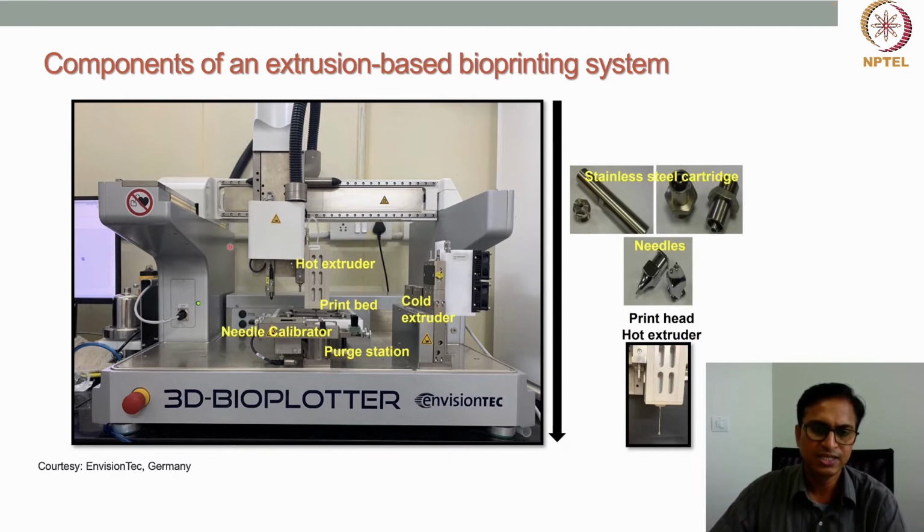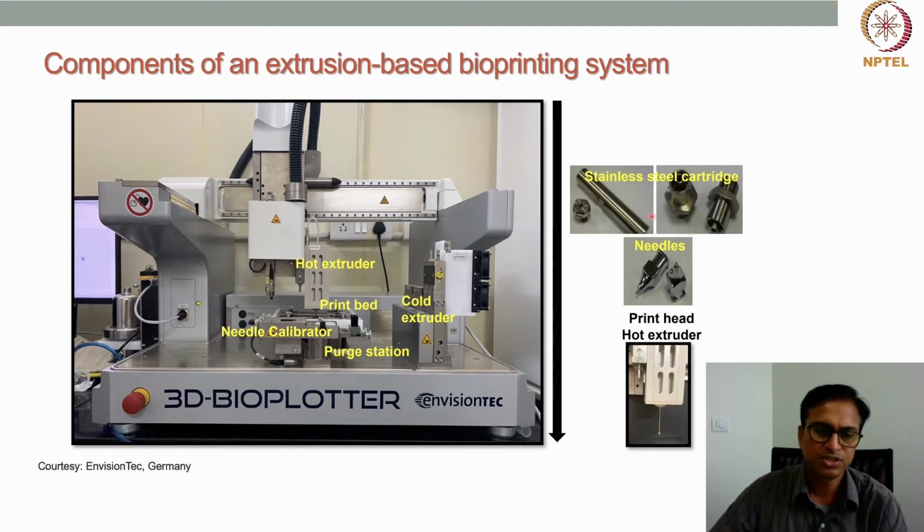Here, this is the print head. This print head moves in X, Y, Z, all three directions, right? It connects one extruder at a time. So if it is the hot one, it will go and station here, and then the cold extruder will be connected, and that will come and print. This is the stage, the print bed. And when the actual printing is done, we have other things like the needle calibrator, so that we can calibrate the needle, pulse test, and all these things.